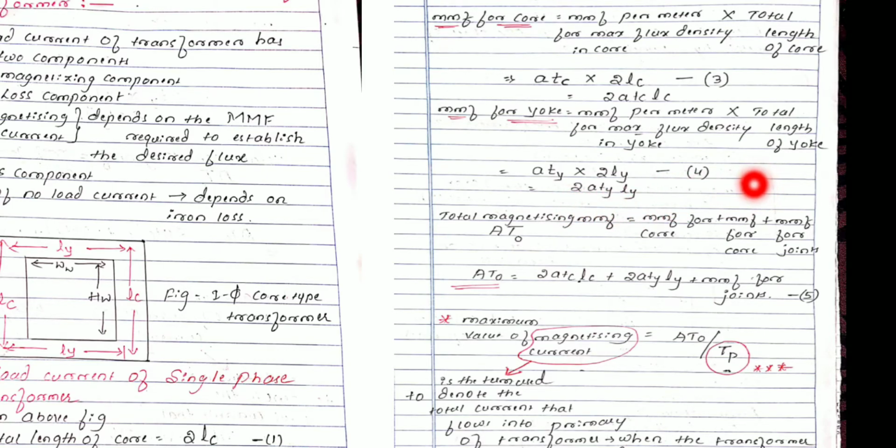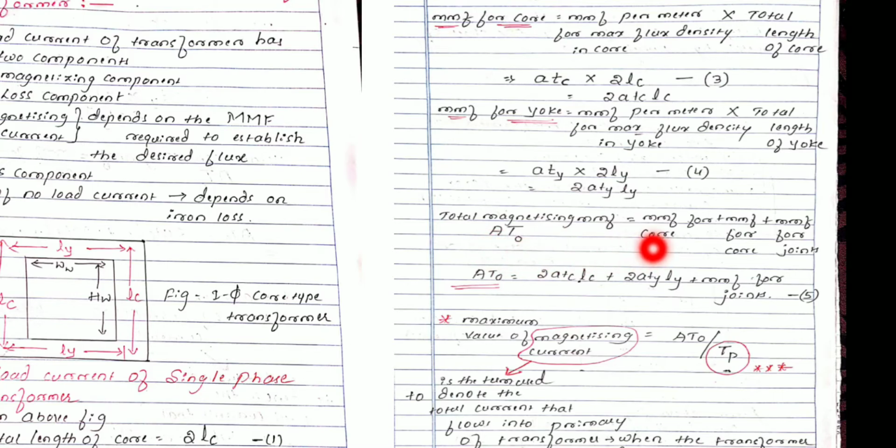Getting my point? Next, we have to add these two, the MMF for the core as well as the MMF of the yoke. Then we will get the total magnetizing MMF, which helps to determine the magnetizing current. The first component, the magnetizing component, depends upon the MMF. Total magnetizing MMF I will represent with a capital AT, because it is a total, AT naught, that is, at no load.